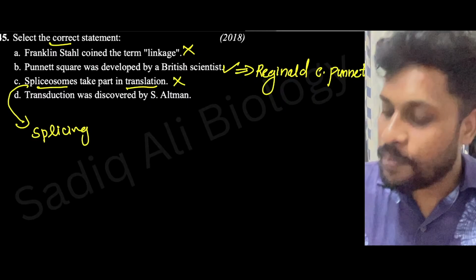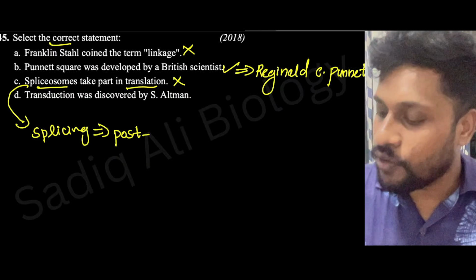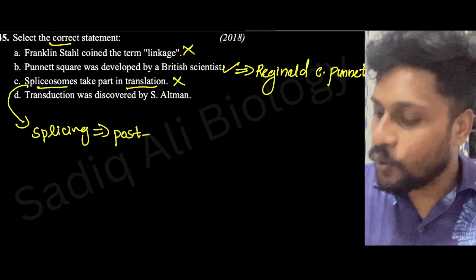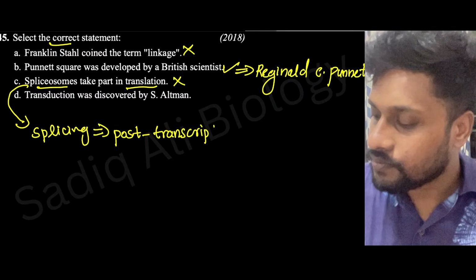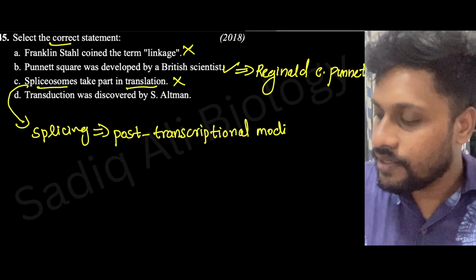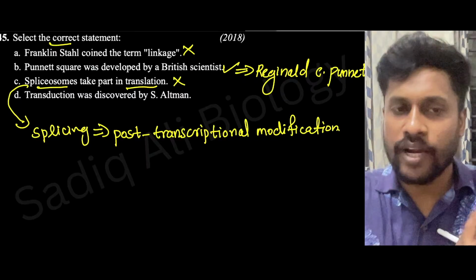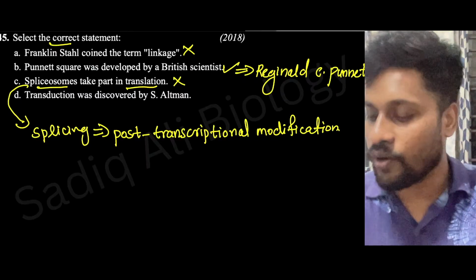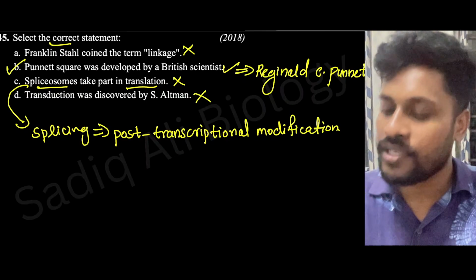And splicing is a part of post transcriptional modification. It is not a part of translation. Hence, it is wrong. Transduction, no, this is also wrong. So, answer will be option B.